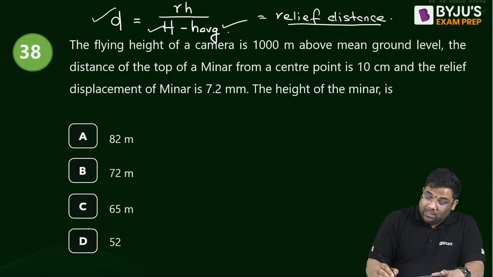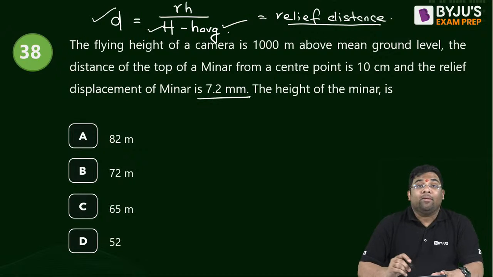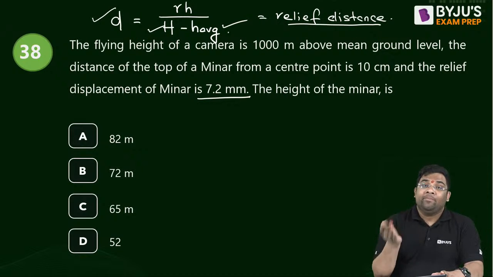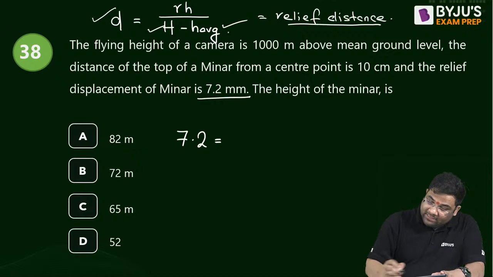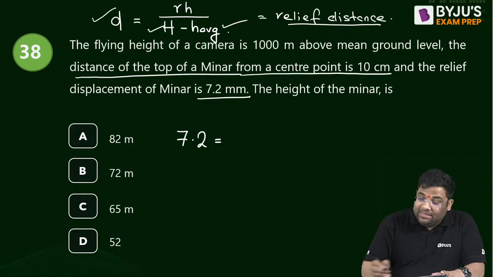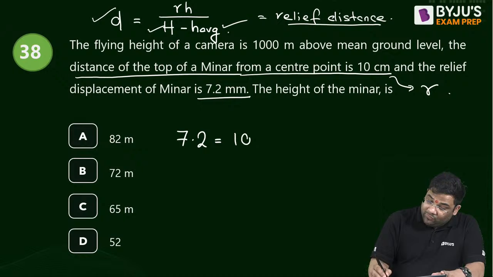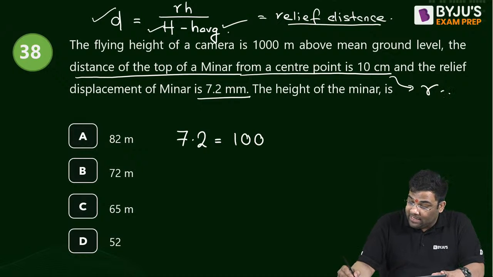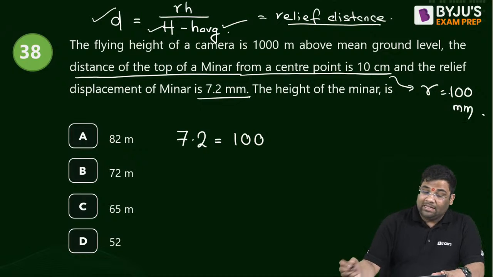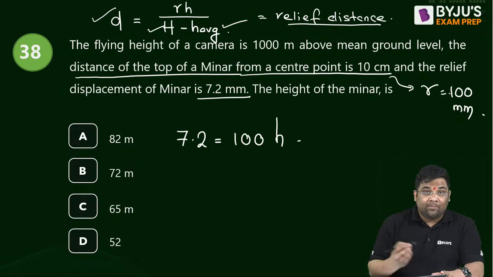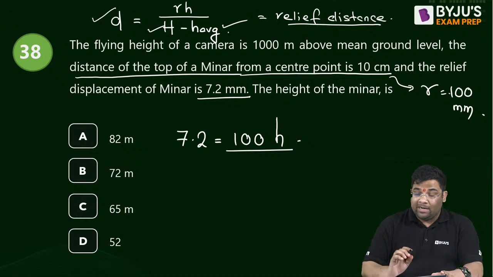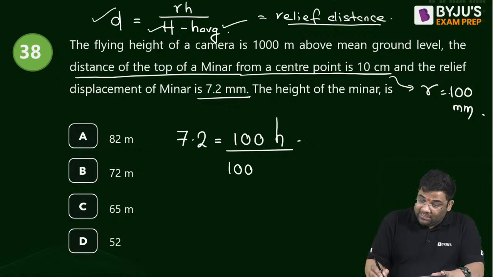Okay. So, the relief displacement is given how much? It is given as, you see, 7.2 mm. Now, everything you should take in either mm, meter or centimeter. Units should be same. So, 7.2 mm relief displacement is equal to, you see, the distance of the top of the minar from the center point is given 10 centimeter. This is R. But it is given in centimeters, so I'll convert into mm, 100 mm, right? Then we have to find the height of the tower. That is the h, height of tower. And then divided by the flying height, which is given 1000 meter.